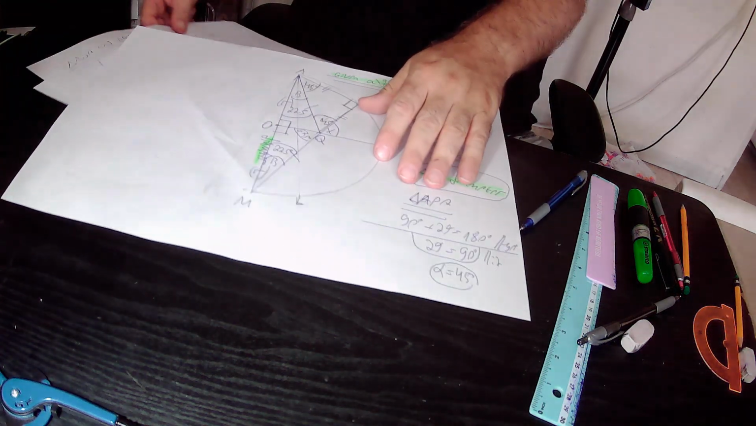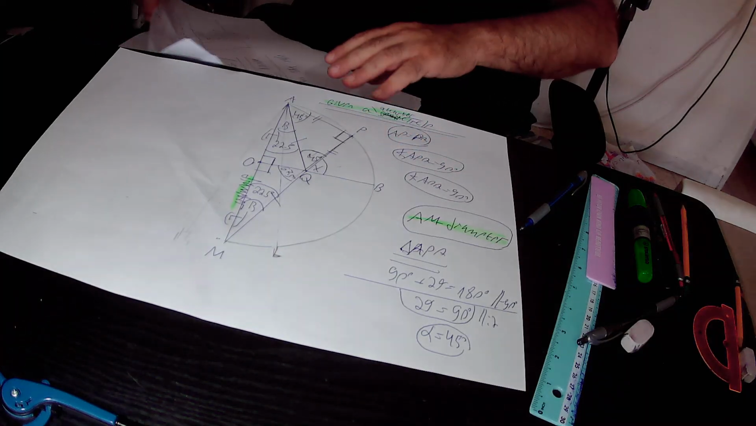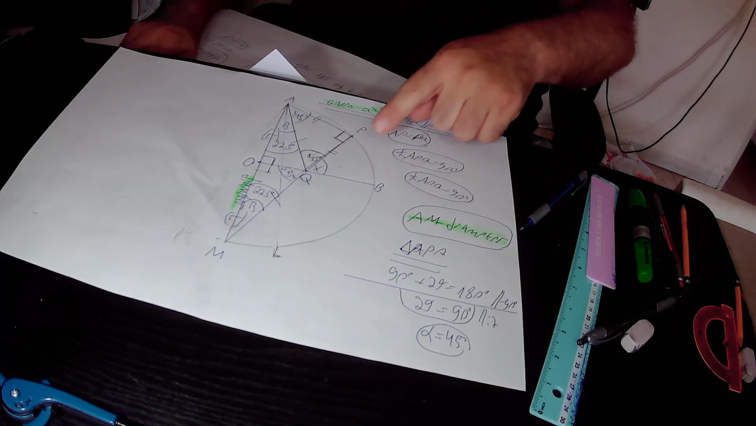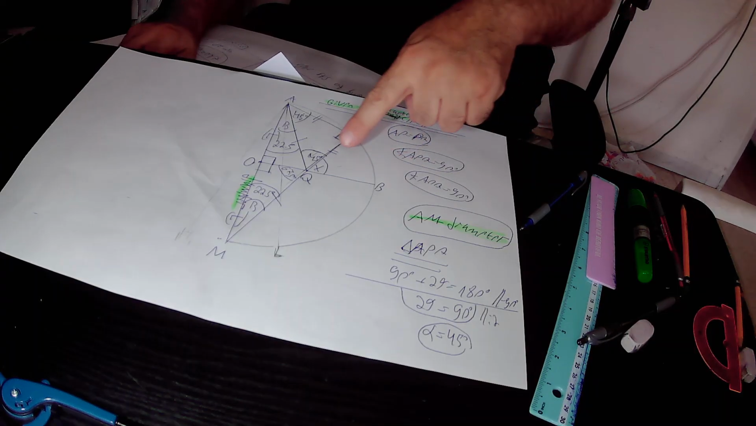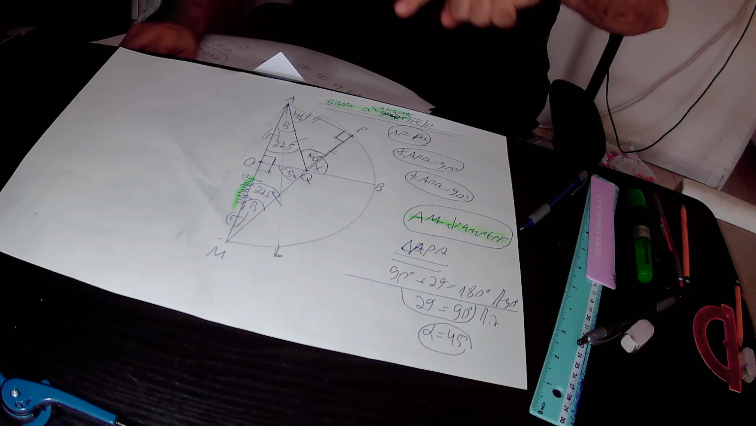Our task in the first question is to find out the size of this angle, angle x. The size of angle PQB is equal to x degrees. We have to find the value of angle x.